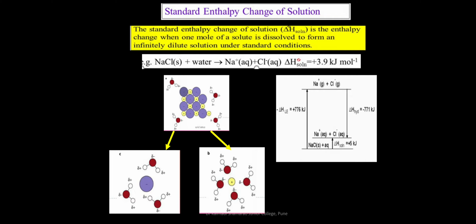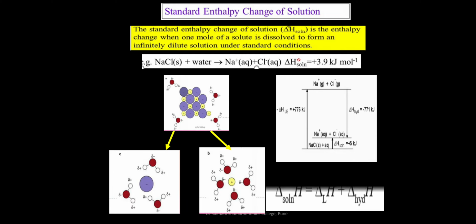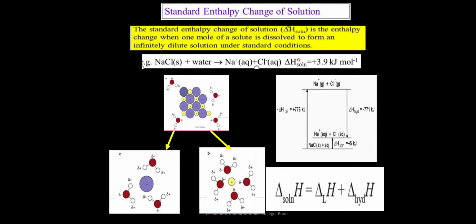After that, there is hydration with the water molecules. When there is hydration, a bond is formed between the water molecule and the sodium ion and chloride ion. Whenever there is formation of a bond, energy is released, and hence the enthalpy of hydration is negative. So we can give the formula for the enthalpy of solution: it is the summation of lattice enthalpy and enthalpy of hydration.